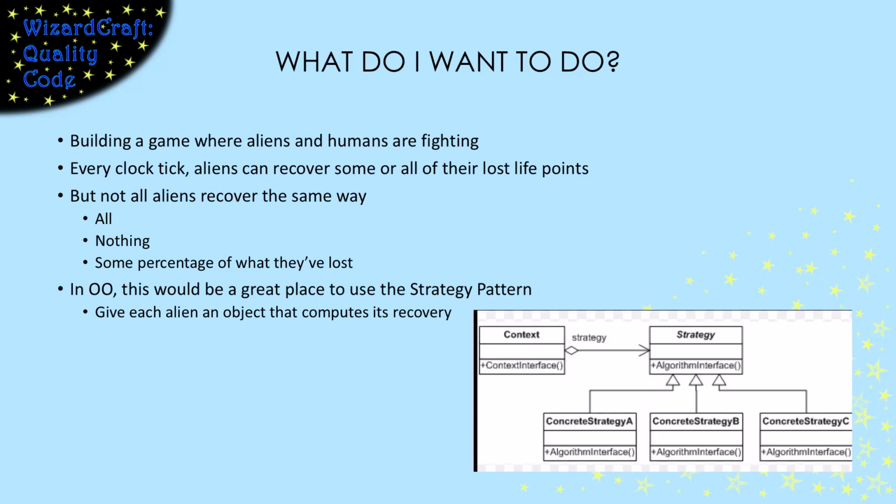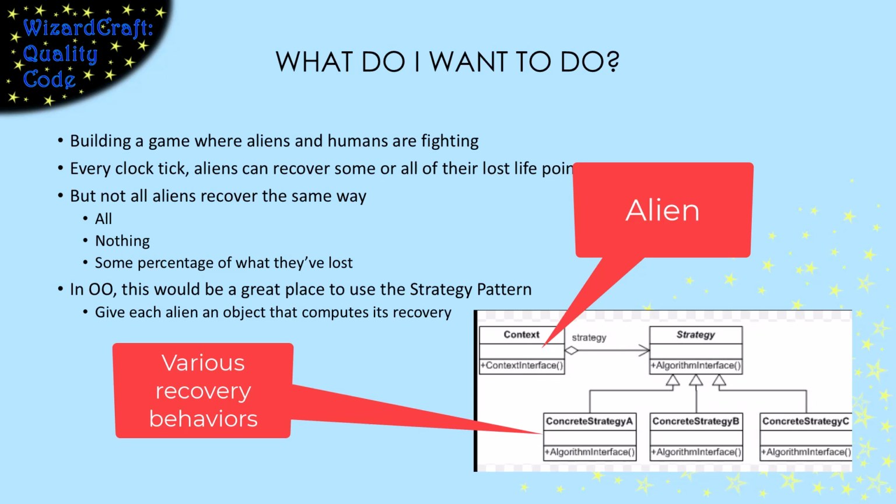If I was building this in Java, I would use the strategy pattern. Every alien would be given an object that knows how to do the calculation. And when it wants to recover, it would delegate that calculation to the strategy object that it had been given.